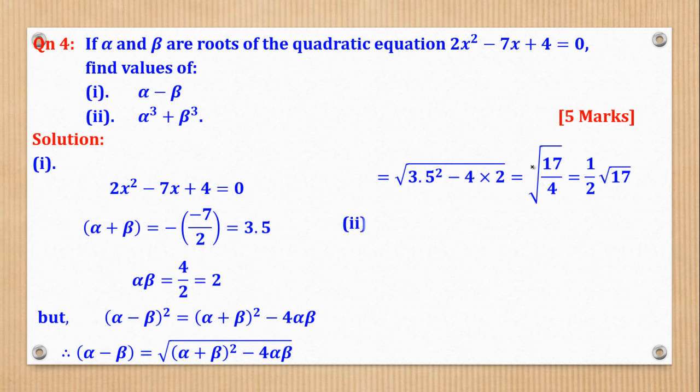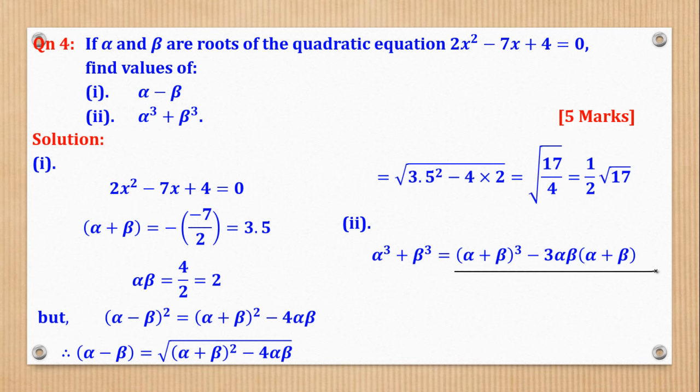That's Roman 1. Roman 2, it was about cubed. So still, you should be concerned with this identity or algebraic expression. So you shall substitute sum of roots, product of roots, sum of roots to give you this output. And basically, that is what they wanted.